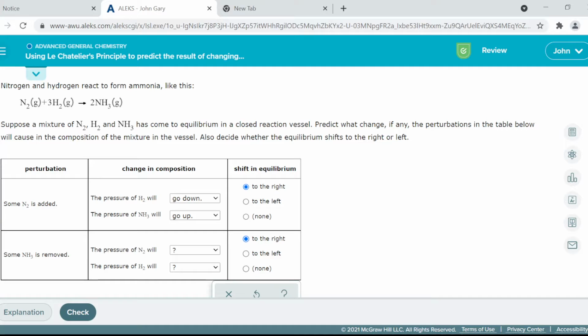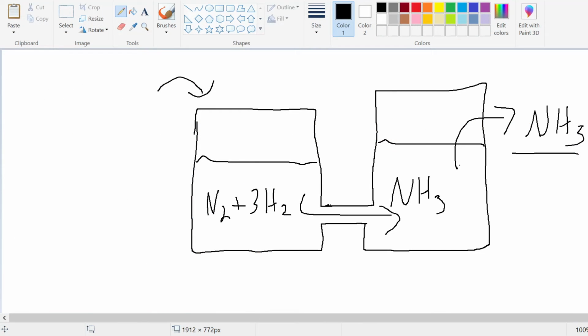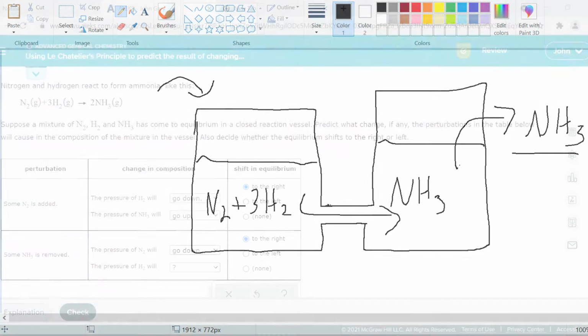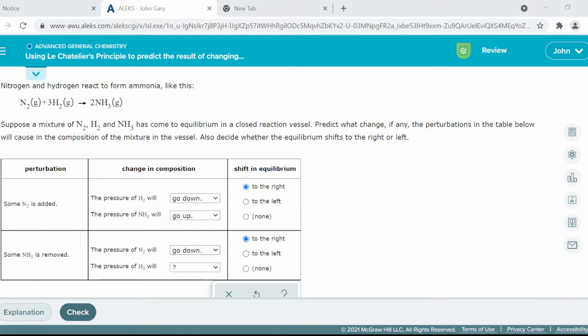And then everything else I just kind of follow. N2 pressure will go down, right, because I'm losing stuff from my left side. You see the equilibrium's to the right. And the pressure of H2, which is also on the left, will also go down. All right, check.